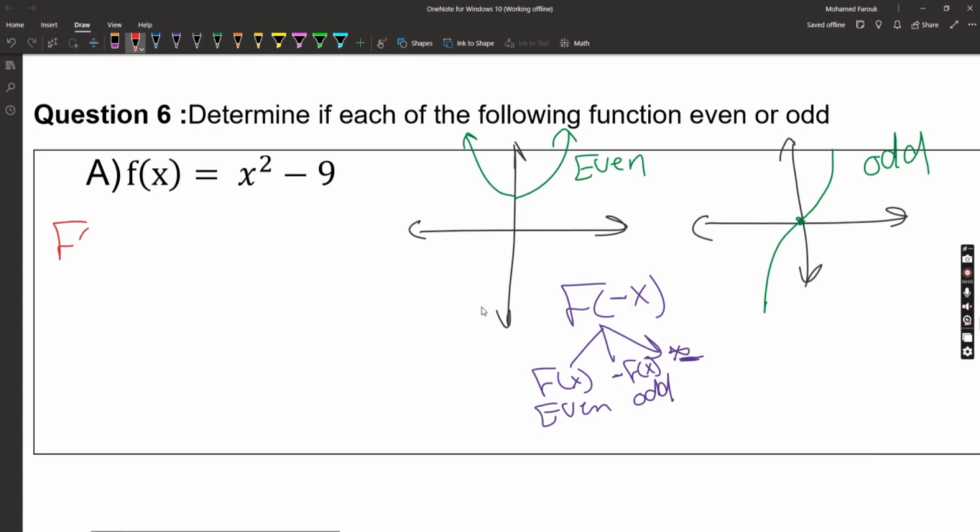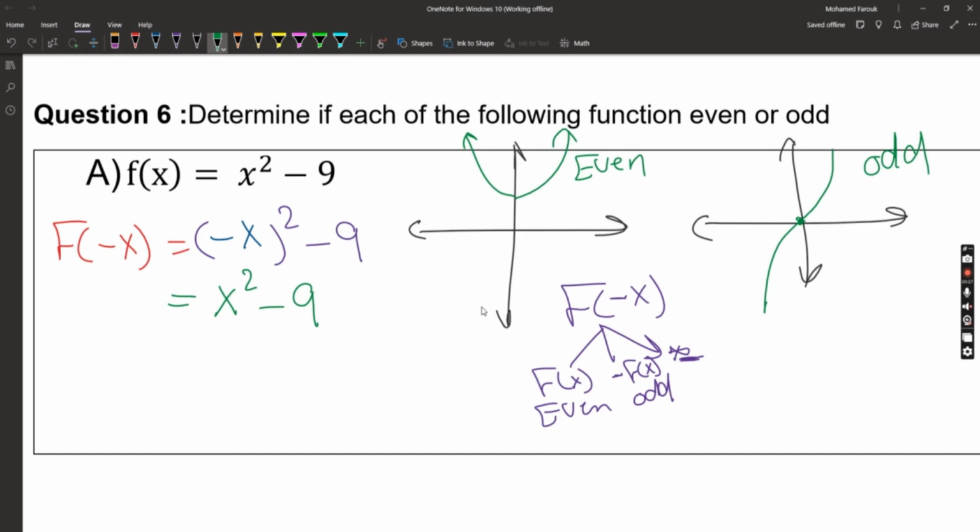At first, let's calculate f of negative x. We have x here, so we will open a bracket: x squared minus 9. We plug in negative x inside the brackets. Let's do some algebra here. Negative x squared means negative x times negative x, so negative times negative is positive, and x times x is x squared, minus 9. It's the same as the original function, so it's the same as f of x. So f of negative x is equal to f of x, so this one is even.